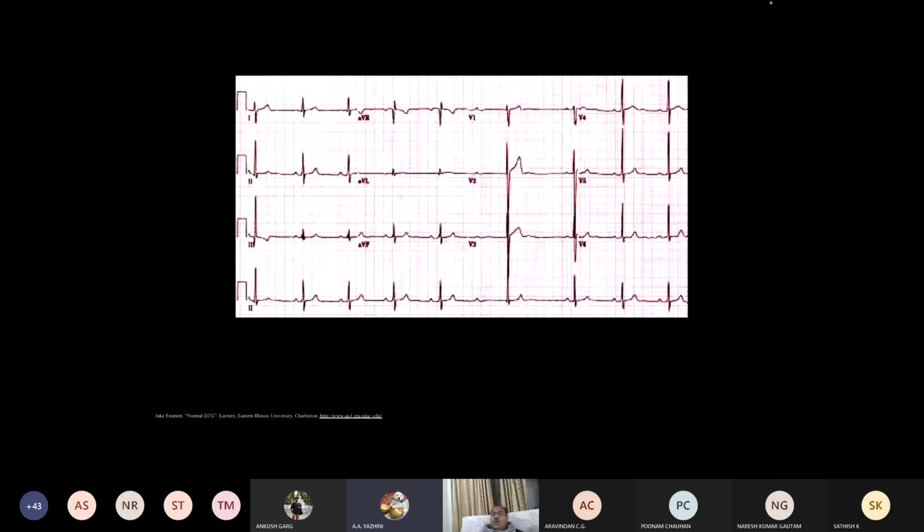Sir, what is the question, sir? The question is: tell me the case where the QRS complex is wide, but it is not originating from the ventricle.